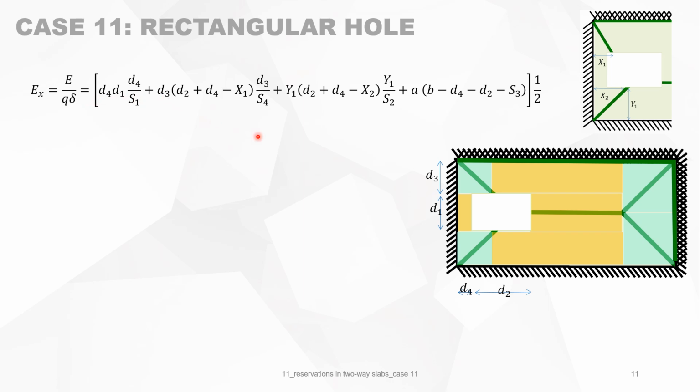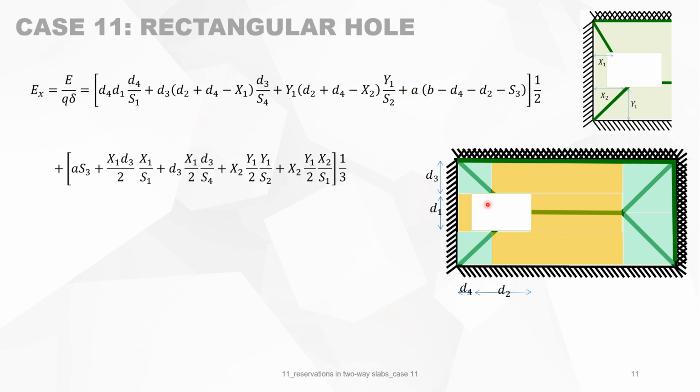Then we can proceed with the yellow elements. This element is d3 times, of course, d4 plus d2 plus d4 minus x1, and times the maximum deflection here, which is d3 over s4, and then divided by 2 for the mean value. And so we can continue for this rectangle, this one, this, and then the biggest one at the end is, of course, a times this piece, which is b minus d4 minus d2 minus s3, and then multiplied by delta over 2.